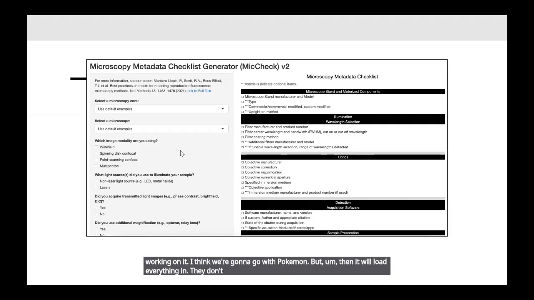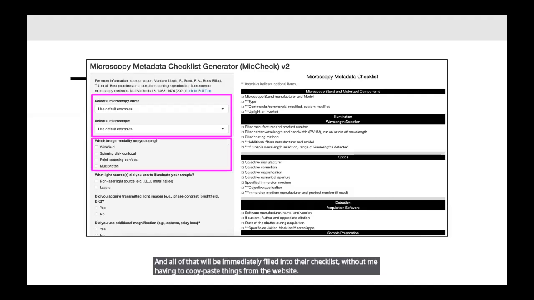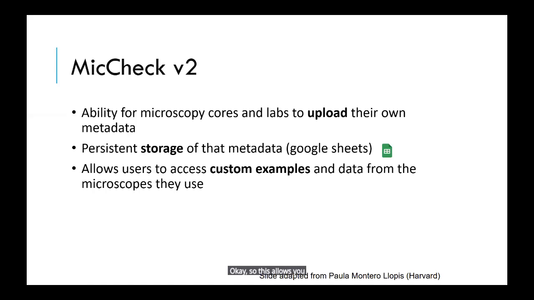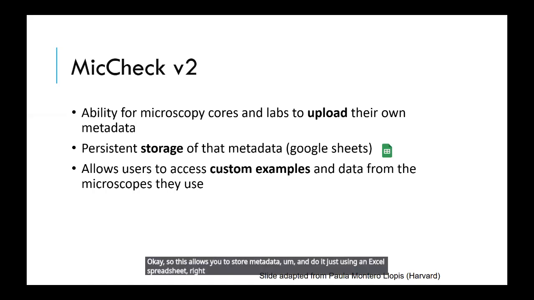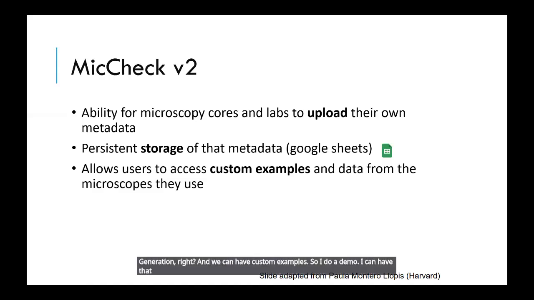They don't need to know which 10x objective it was, because I knew that, right? They just need to tell me, I use the 10x on Zeus. And all of that will be immediately filled into their checklist without me having to copy paste things from the website. Okay, so this allows you to store metadata and do it just using an Excel spreadsheet, right? So I change the 10x, I can make a different version and easily change that. That's within most core facility directors' types of data generation, right? And we can have custom examples. So I do a demo, I can have that appear, and I don't need to store that information in my brain or in another way.